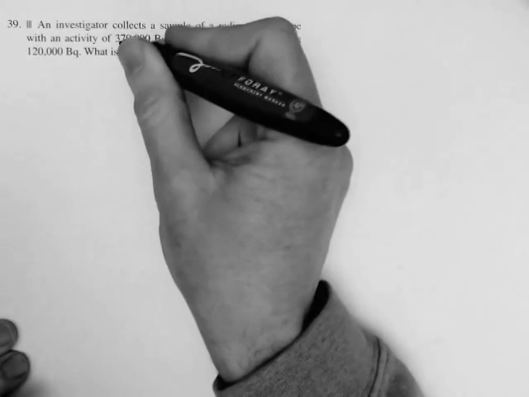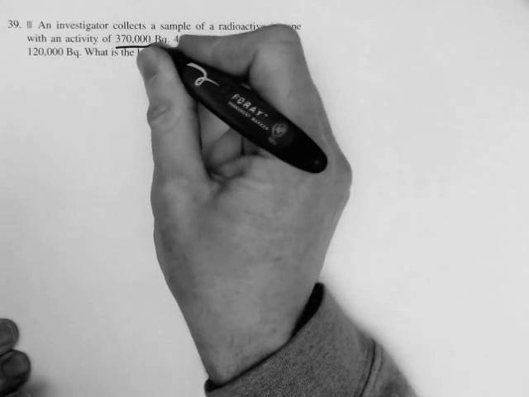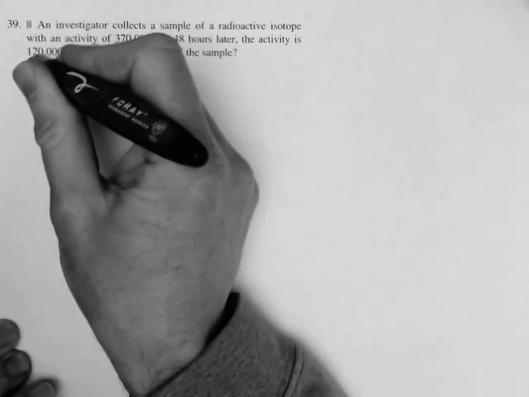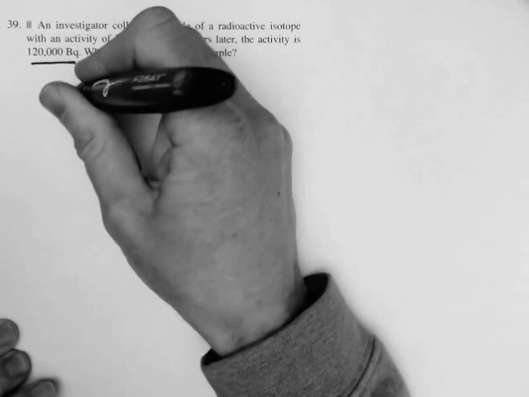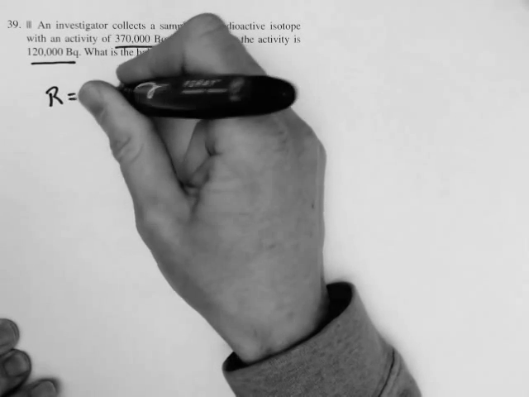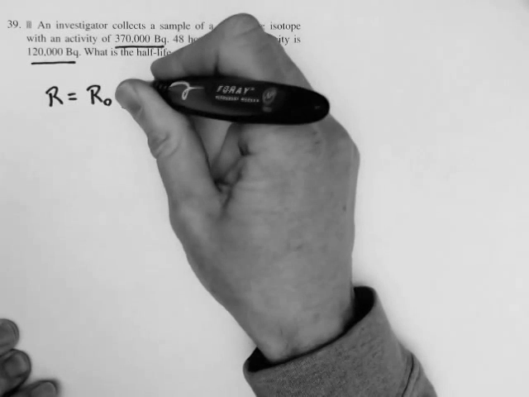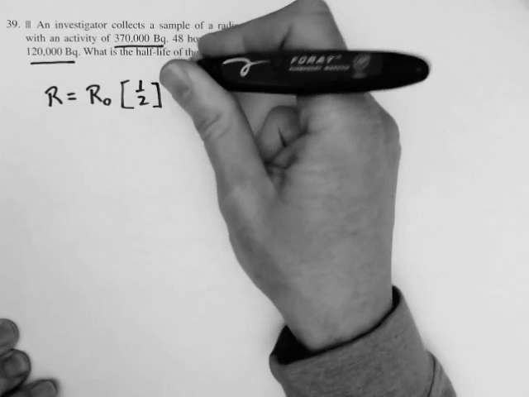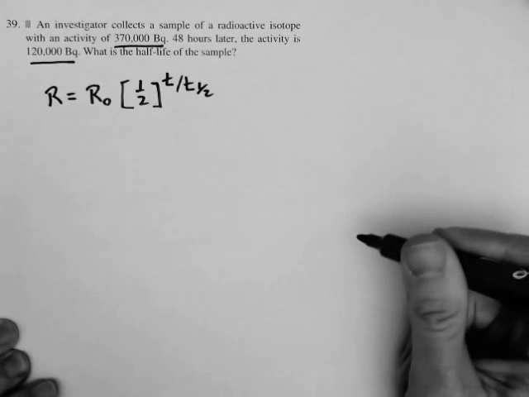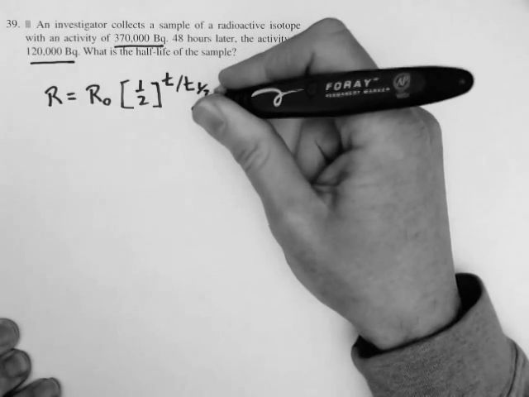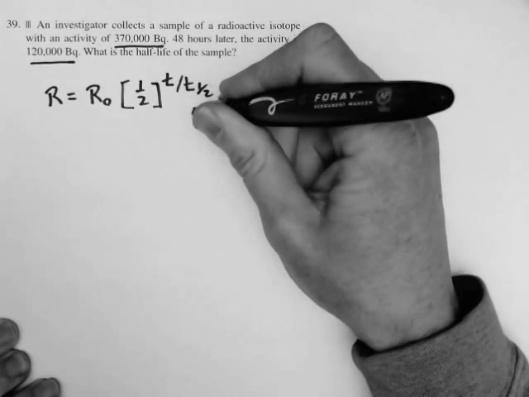Well, this is a relatively straightforward radioactive decay problem. The sample starts with this activity. 48 hours later, it's this activity. And we know that the activity decays with the following relationship. The activity at any time is equal to the initial activity times 1/2 to the power t over T 1/2, where T 1/2 is the half-life. And that's what we're looking for in this problem.